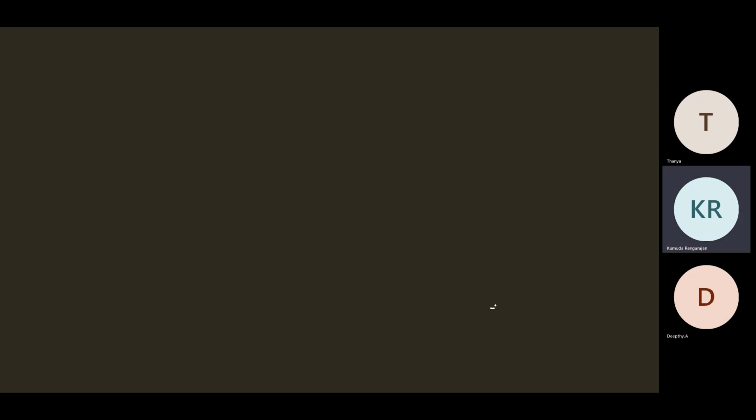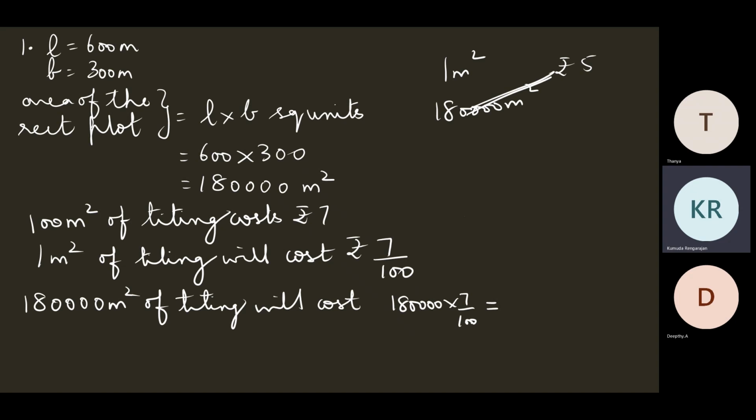Which is equal to, cancel the zeros. We know how to simplify. Take a number from the numerator, another number from the denominator. So 1,80,000 is in the numerator, 100 is in the denominator. 2 zeros in the denominator and 2 zeros in the numerator get cancelled. Now multiply the remaining numbers. 7 8s are 56, 5 carried over, 7 1s are 7 plus 5 is 12, followed by 2 zeros. So 12,600 will be the total cost of tiling the rectangular plot.